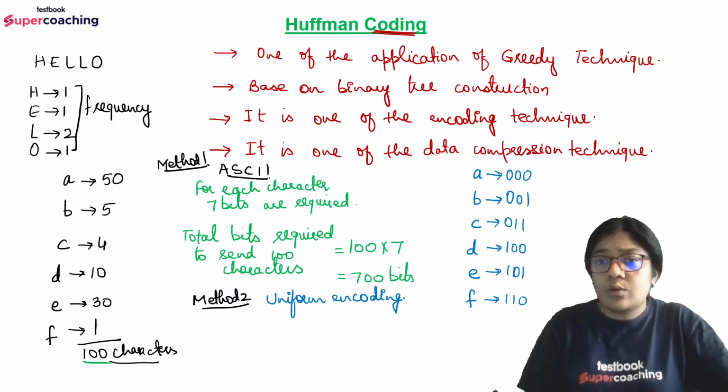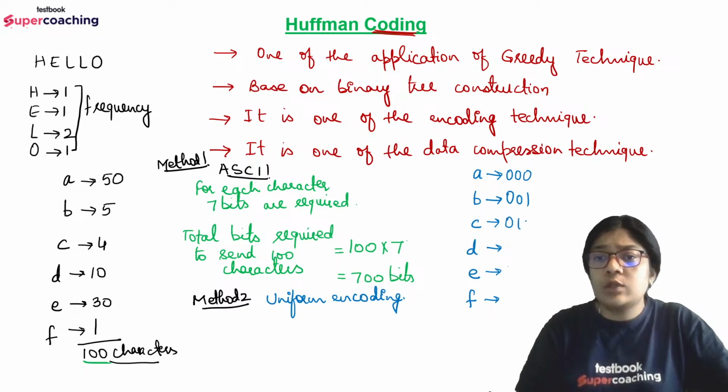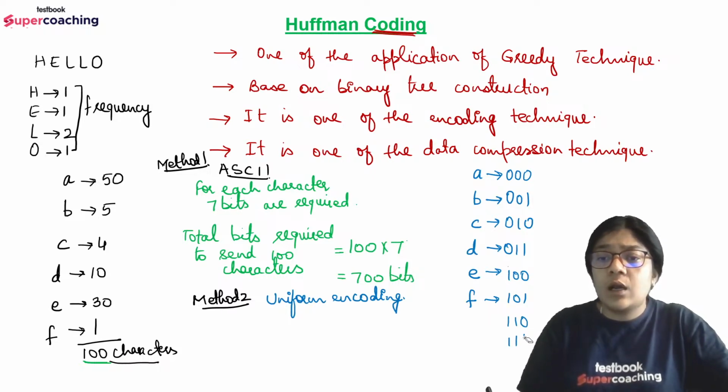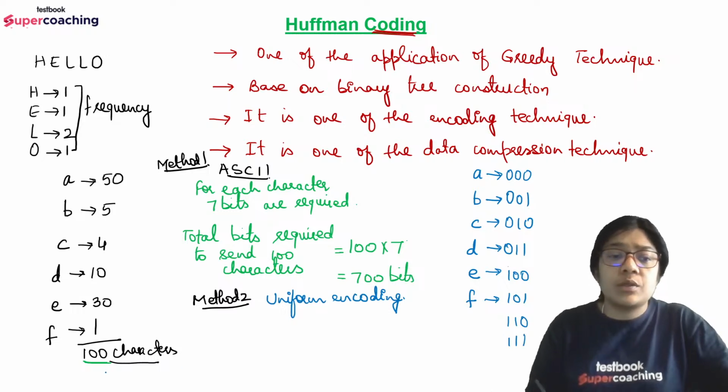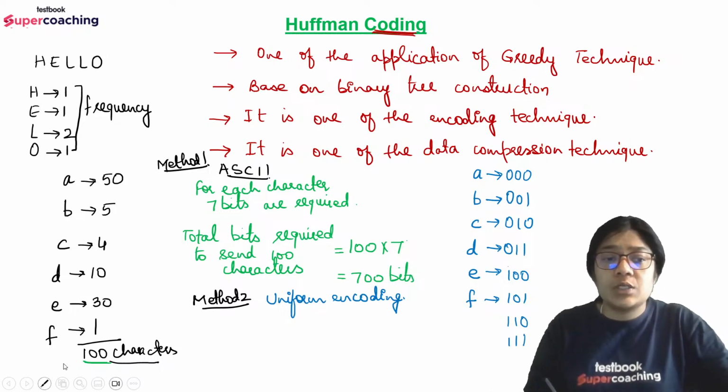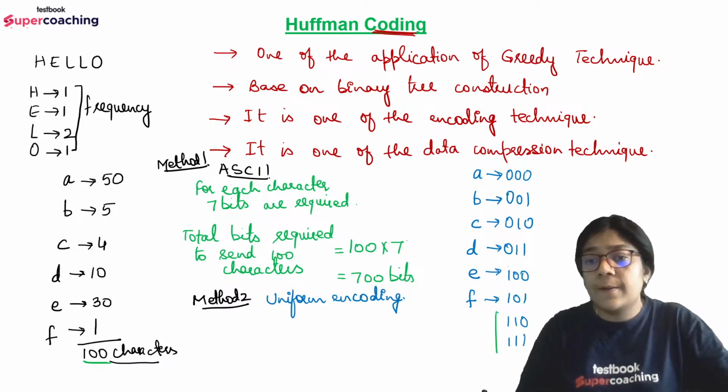So I could have taken 2. Anyhow, any 6 combinations you can use, but let's take this in the sequence. Anyhow, that really doesn't matter. 2, 3, 4, 5. So apart from this, 2 more combinations are there. We are not going to use these remaining 2 combinations because with 3 bits, we know that 8 combinations are possible, but we just need 6 combinations. So these are not used.